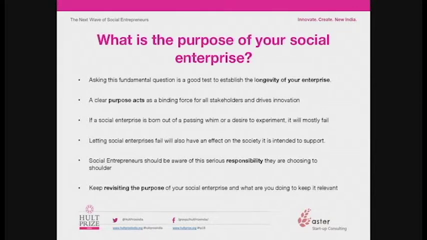And this comes from, again, the purpose of a social enterprise. And you have to address the purpose. You have to ask a fundamental question. Why am I setting this up in the first place? And that determines how long it's going to survive. The clear purpose will be the binding force between all your stakeholders. It will also drive innovation. The clearer your purpose, the more spurred up you are to keep innovating on it.